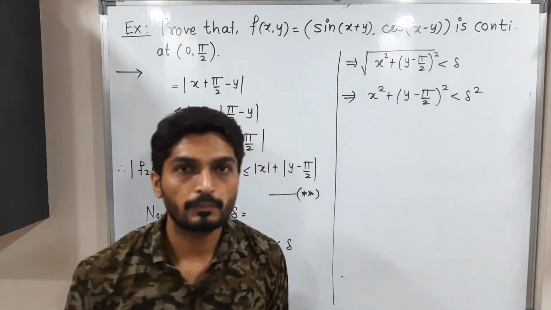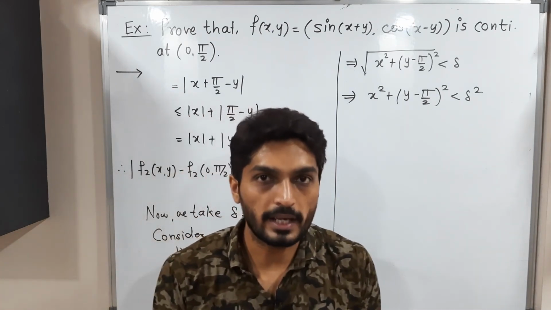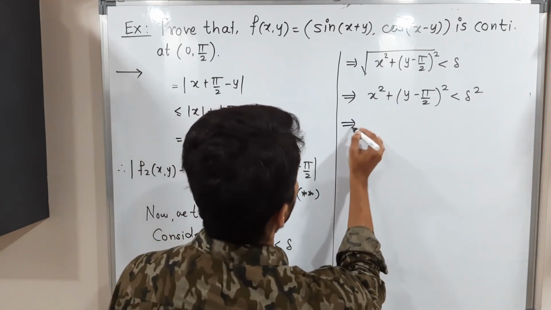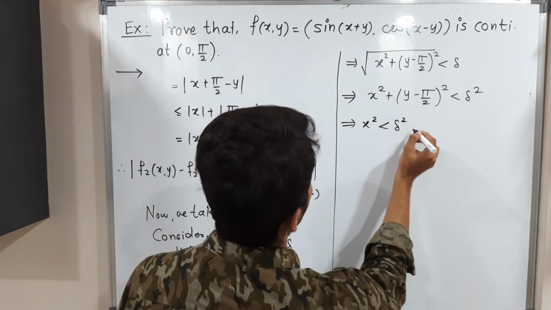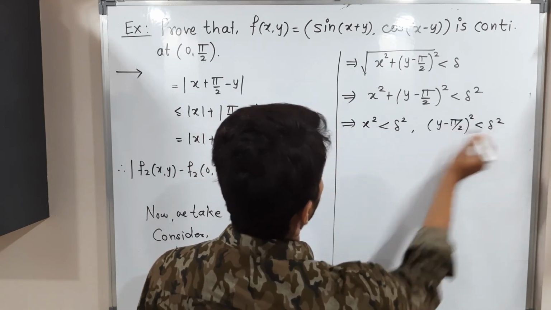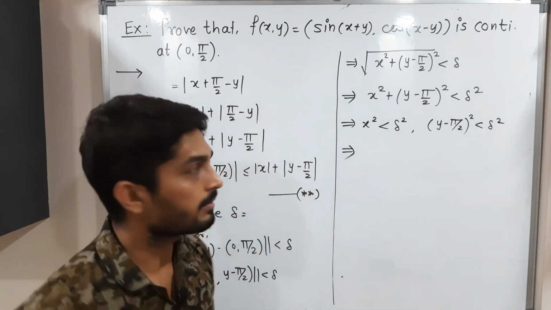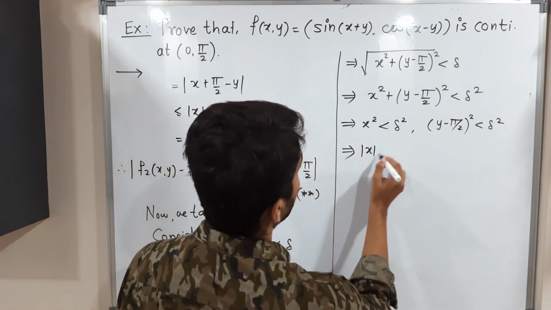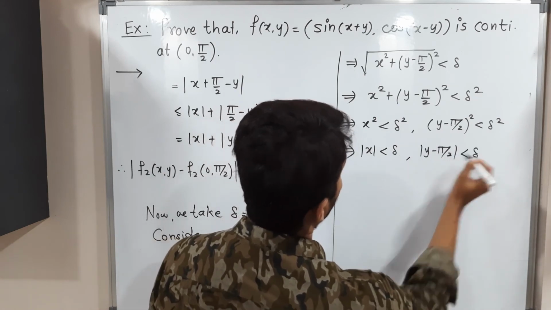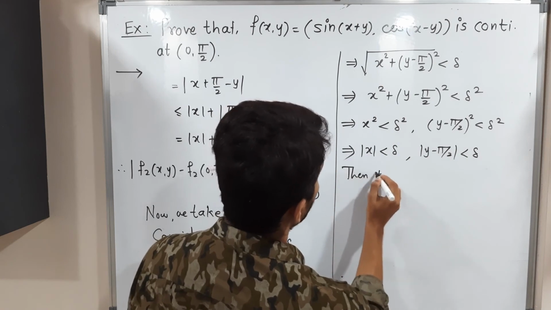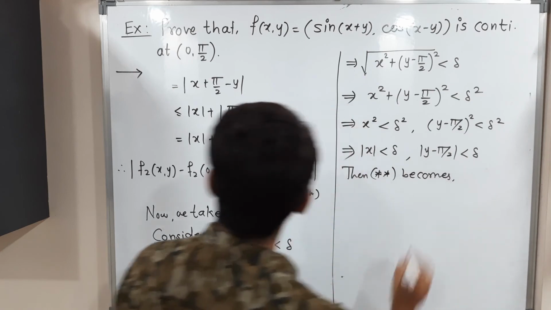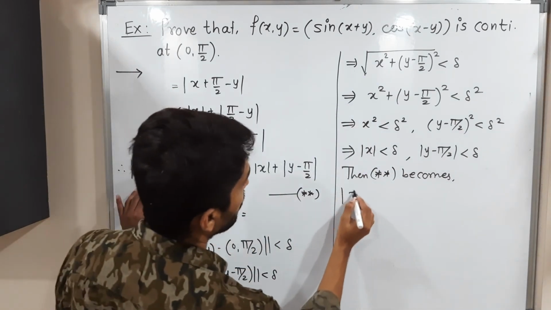Tell me the next step. Squares of these two terms are added, and the sum is less than delta square, so each of them should be less than delta square. So x square is less than delta square, and y minus pi by 2 square is less than delta square. Let us take square root. We will have mod x less than delta, taking the positive square root, and mod y minus pi by 2 less than delta. Then see what double star becomes. Where is my double star? Here.